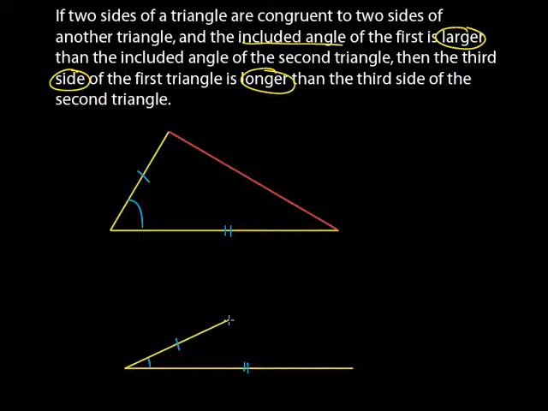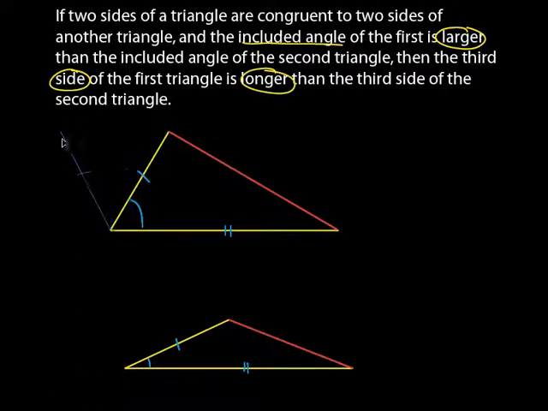So if I made the third side of the second one right there, if you take a look at this side right here and this side right here, this looks quite a bit bigger, doesn't it, than this side right here. And that's exactly what it's saying. That's why we call it the side angle side inequality. All right, it's the side angle side, but they also call it the hinge theorem. And again, the reason they call it the hinge theorem is this reason right here.